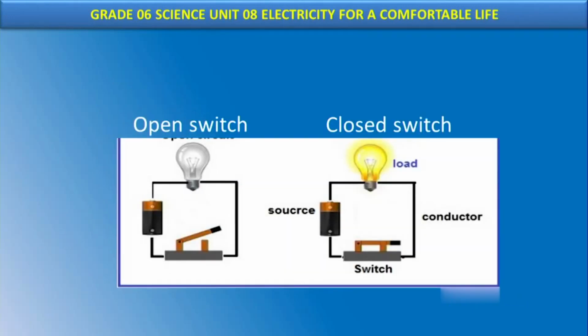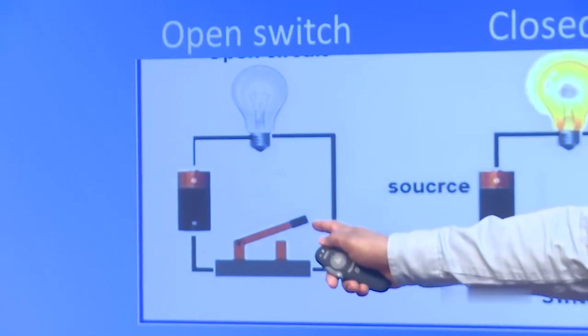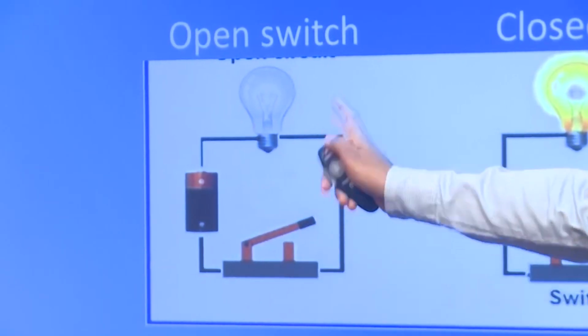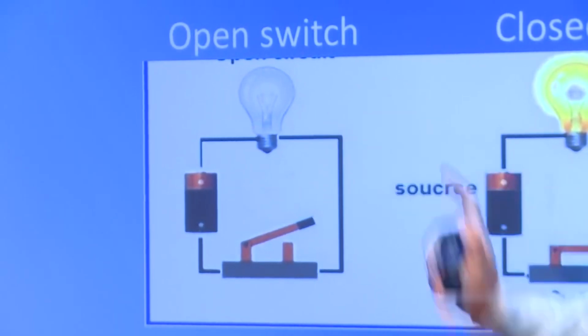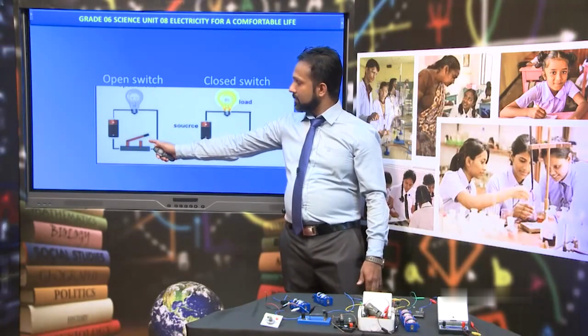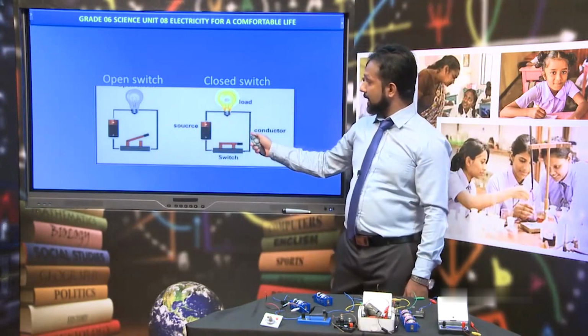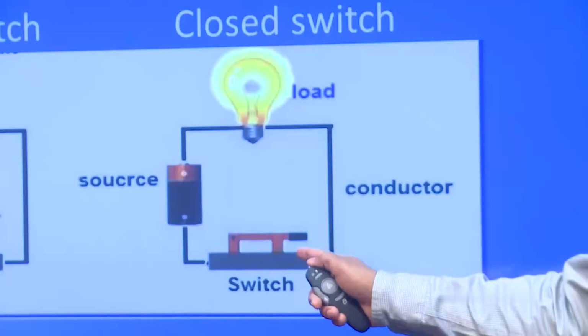Now, this is the circuit we prepared at the beginning of the lesson. Here you can watch. The first picture shows you an open switch. You can understand, when disconnecting the switch, electricity does not flow through the circuit, the bulb does not glow, because this is an example of an open switch. Let's move to the second picture. This is a closed switch.